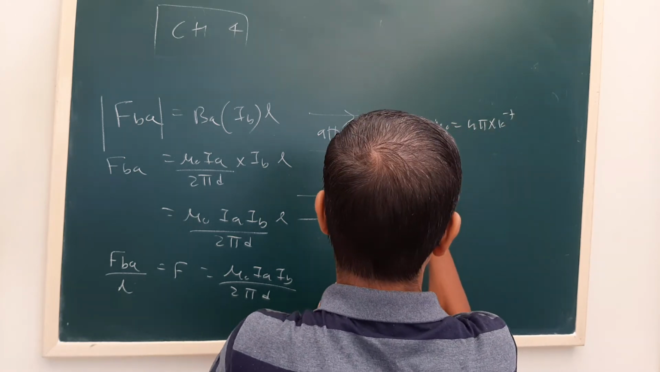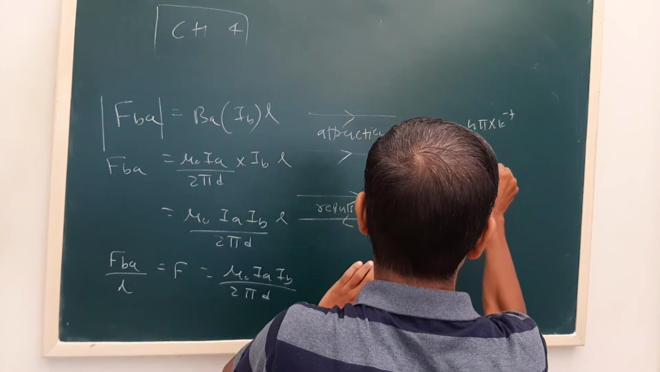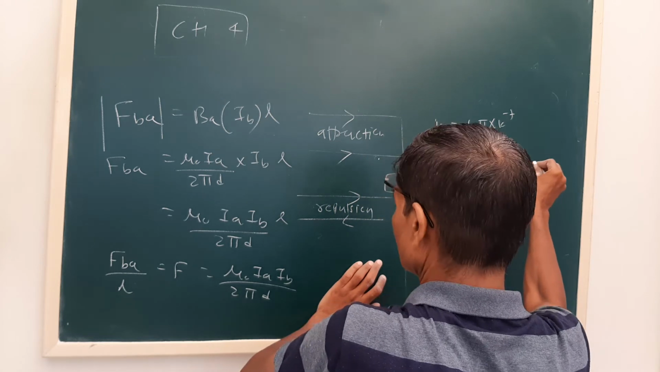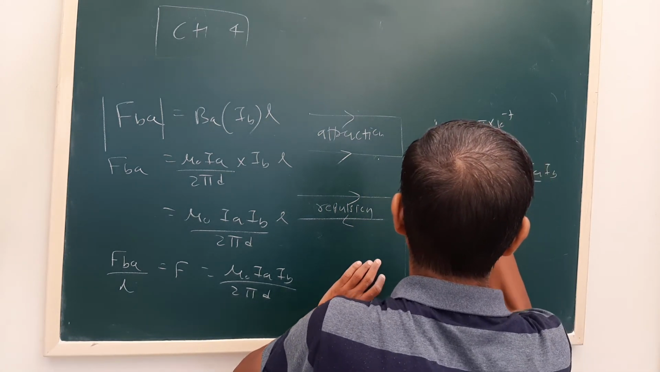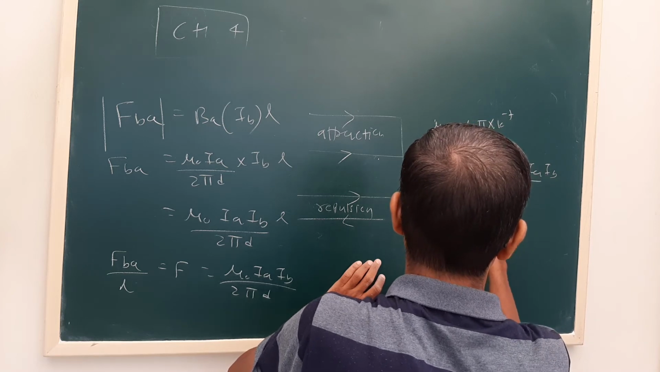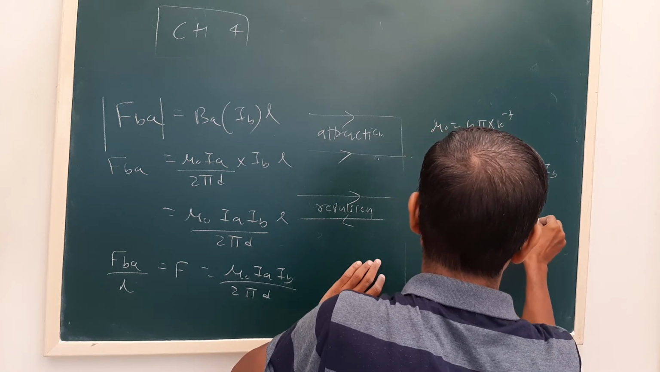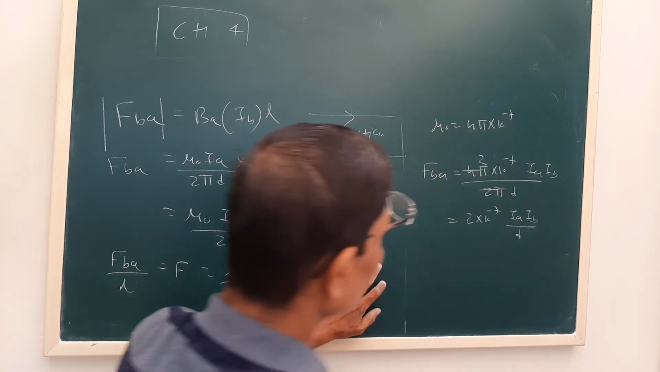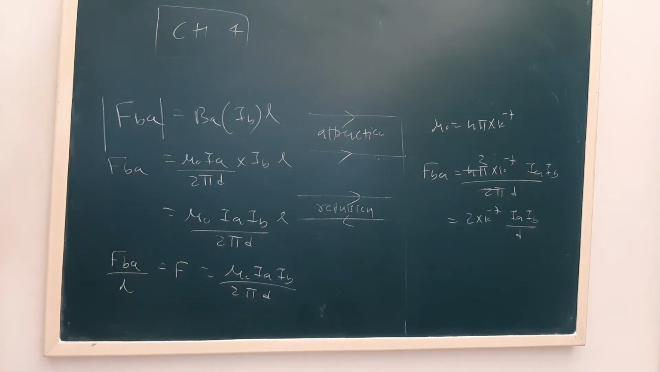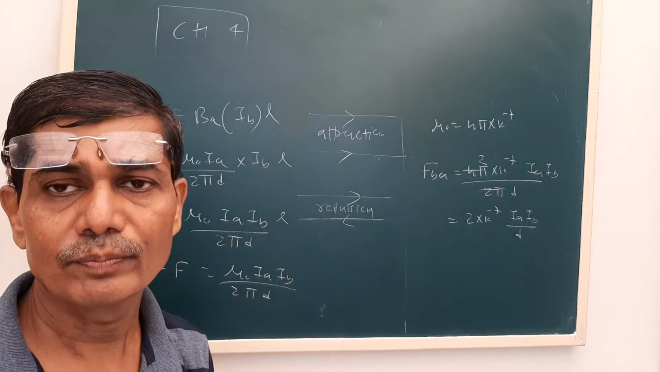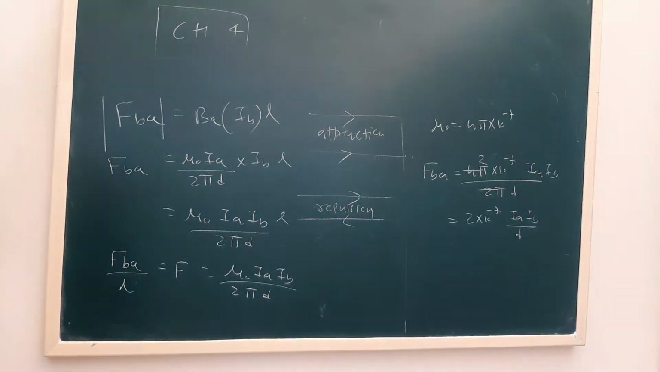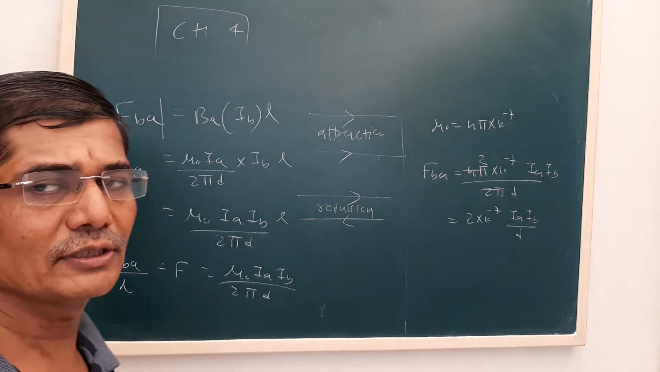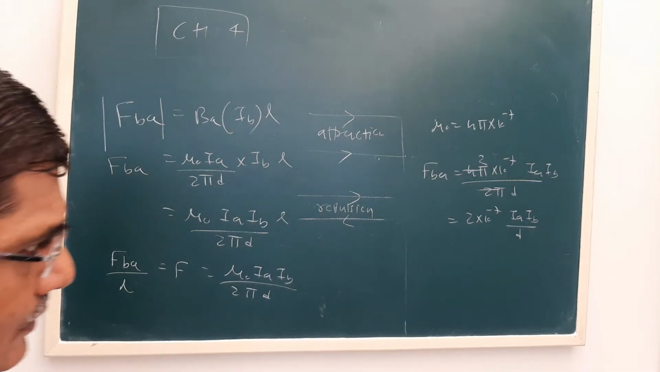So we can write F_BA is μ0/4π times... This is the value of the force acting between two parallel current carrying conductors. Now next we have to see the definition of 1 ampere current.